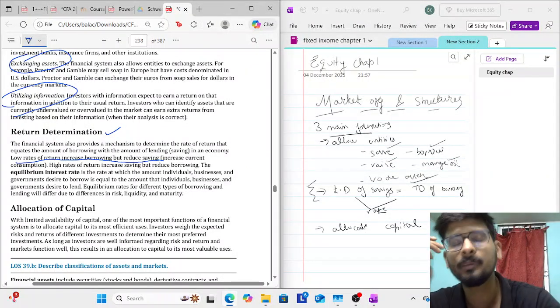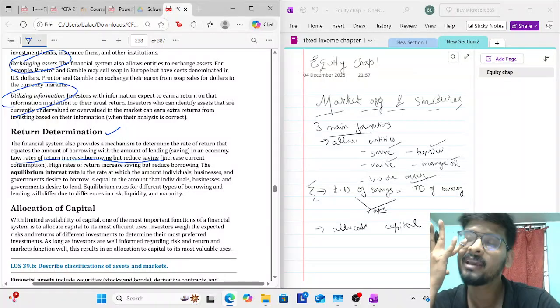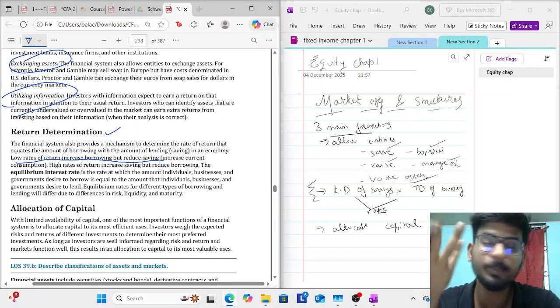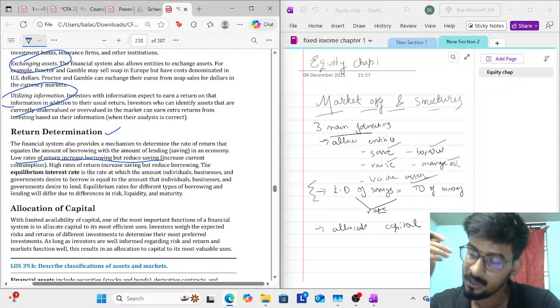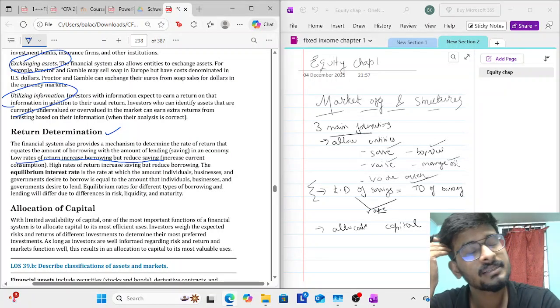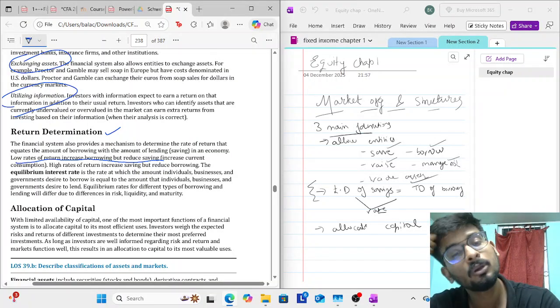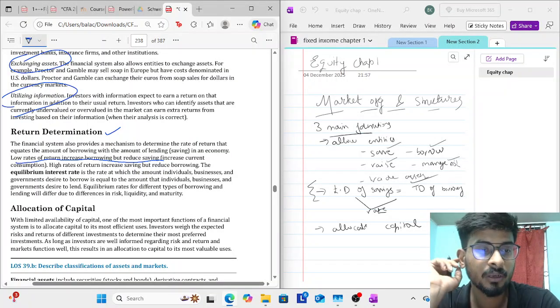Now who will keep the money? Why should I keep the money? It's the time to spend, right? My wants are unlimited. I will go to borrow because the rates are low.